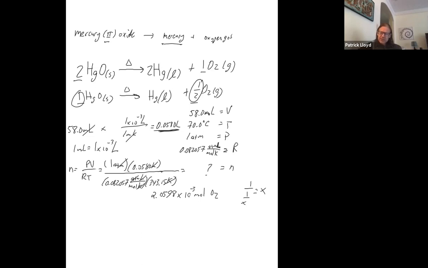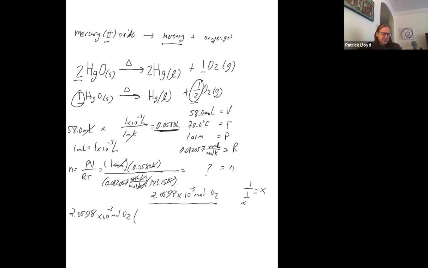Remember Avogadro's law, right? The volume of a gas increases as the number of moles. So if you have a lot of moles, it's going to be a large volume. If you have a small number of moles, it's going to be a small volume. So there's your moles of O2. So 2.0598 times 10 to the minus 3 moles of O2.